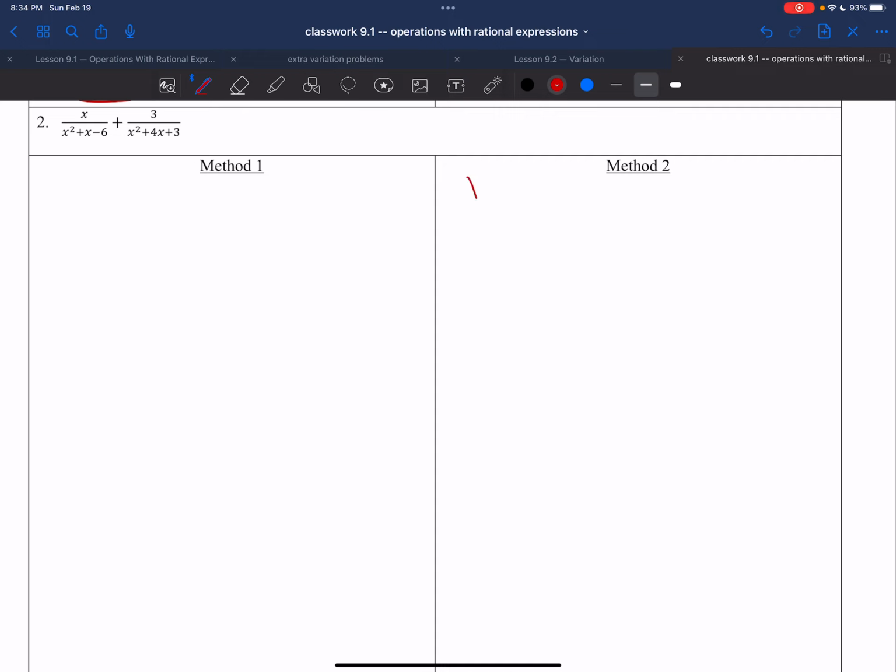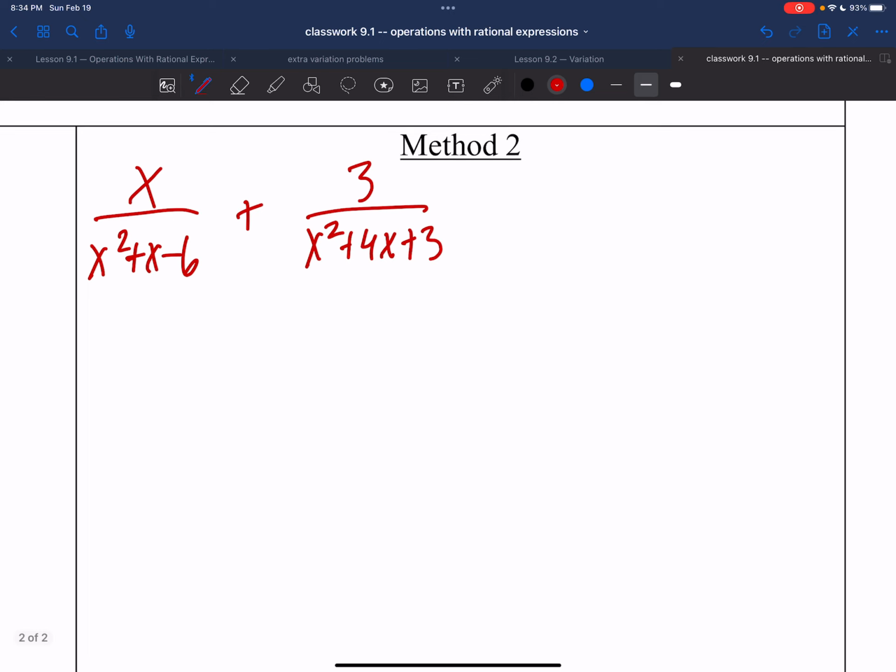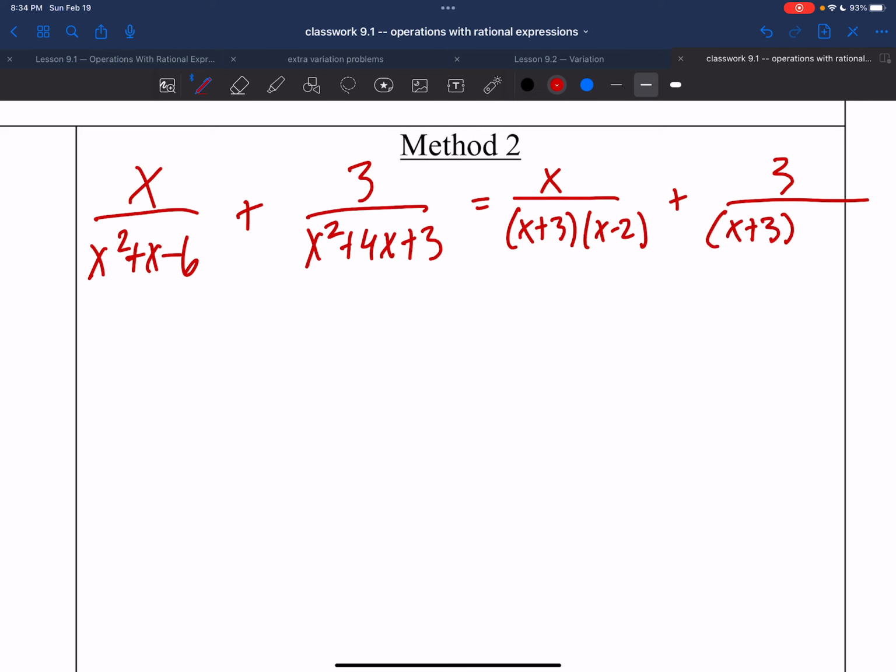So we're going to take x over x squared plus x minus 6 plus 3 over x squared plus 4x plus 3. And you want to factor your denominators. This is x over, the first one factors as (x plus 3)(x minus 2). And the other denominator factors as (x plus 3) times (x plus 1).